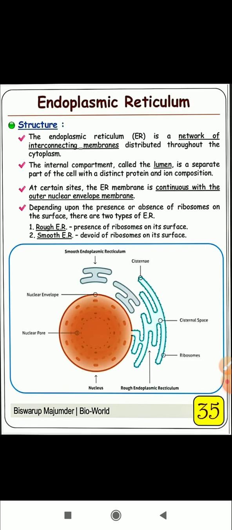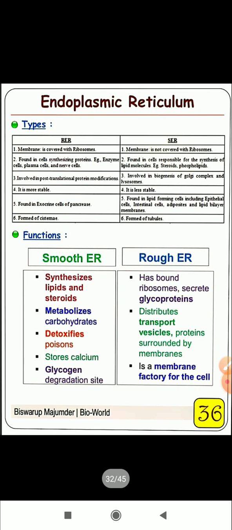the endoplasmic reticulum. Endo means inside, plasmic means cytoplasm, so within the cytoplasm. Reticulum means the network. So the organelle that is present in the form of a network, when it bears ribosomes, is termed RER, rough, as the surface is rough, and when the surface is smooth, it is smooth endoplasmic reticulum.